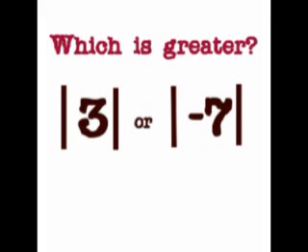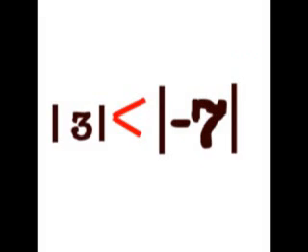We can now answer our original question of which is greater, absolute value of 3 or absolute value of -7. I hope you answered absolute value of -7. That is 7 spaces away from the 0, while the other is only 3. Therefore, the absolute value of -7 is greater.